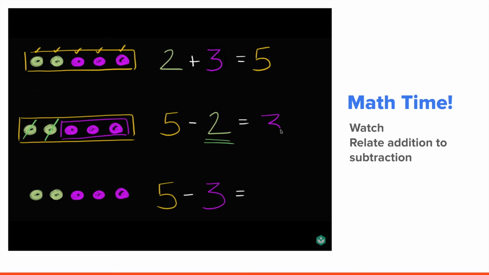We're left with 3 balls. And you might already see a pattern here. 2 plus 3 is equal to 5. But if you start with 5 and you take away 2, you're going to be left with 3.